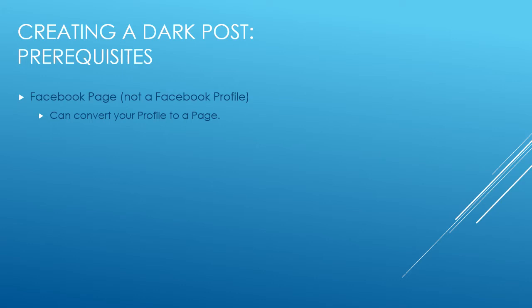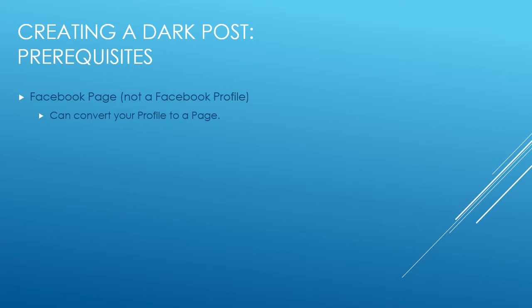One of the main prerequisites for creating a dark post is to have a Facebook page, not a Facebook profile, but a Facebook page. And that allows you to do some advertising and obviously to have a huge number of followers as well. It's very easy to convert your profile to a page, and there's a whole separate process for that which I don't cover here in this video.